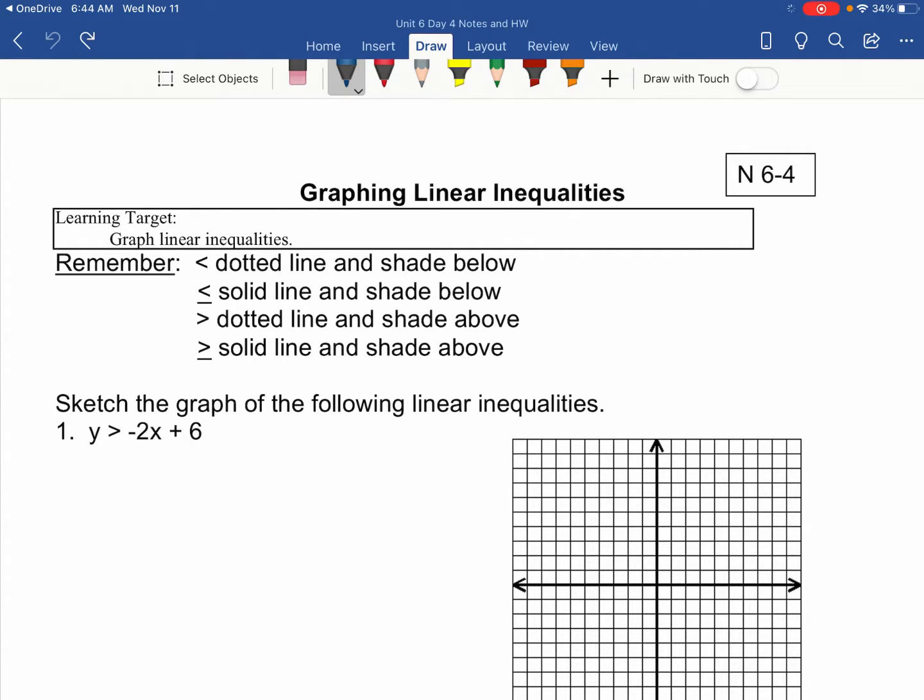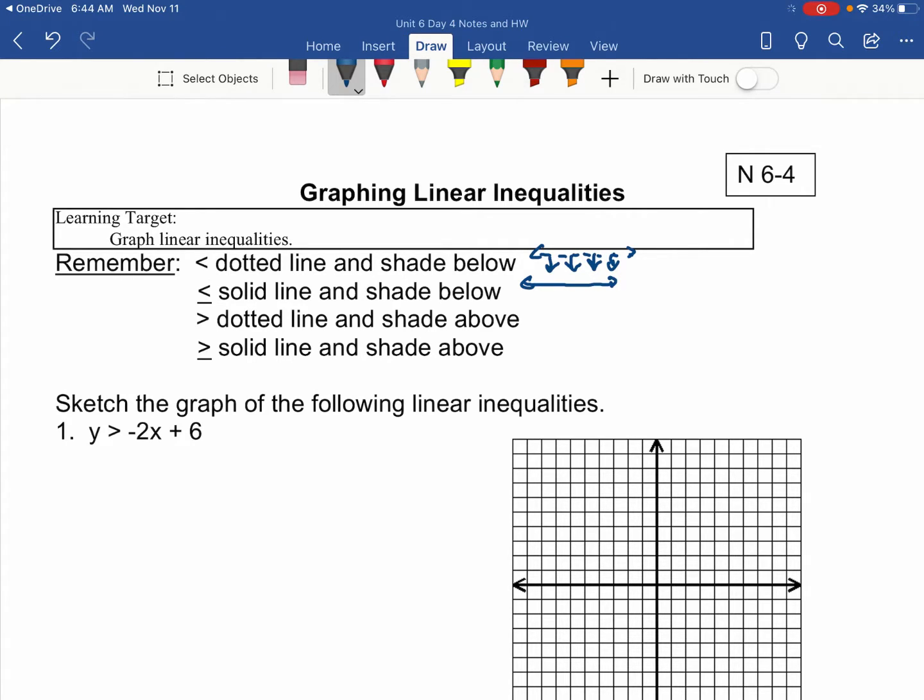If the symbol's less than, it will be a dotted line, and the shading will be below the line. If the symbol's less than or equal to, it'll be a solid line. Make sure these are lines, and the shading will be below the line.